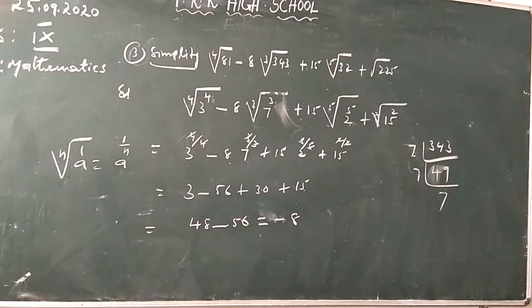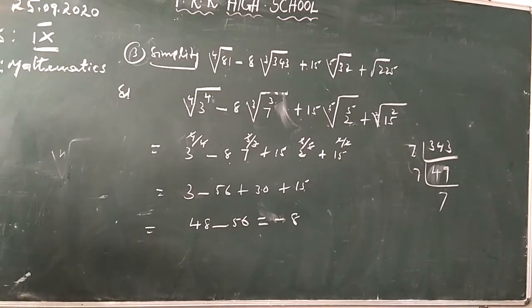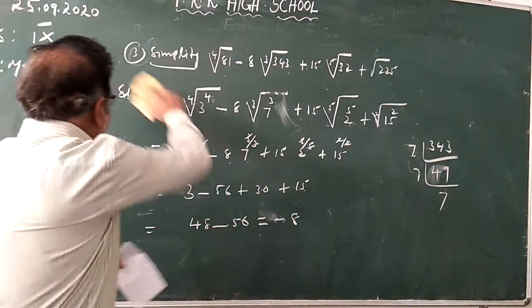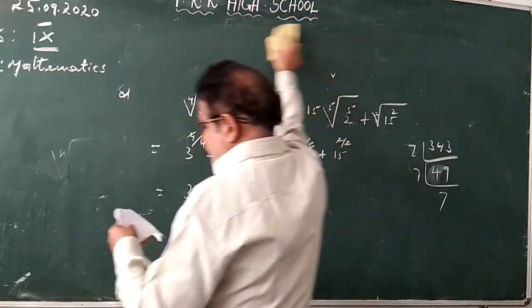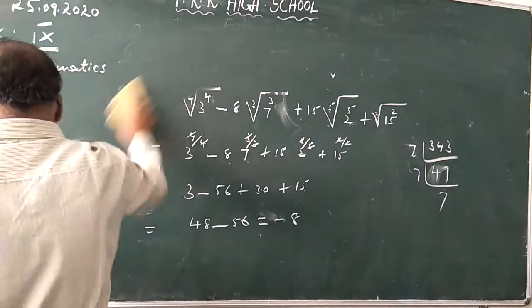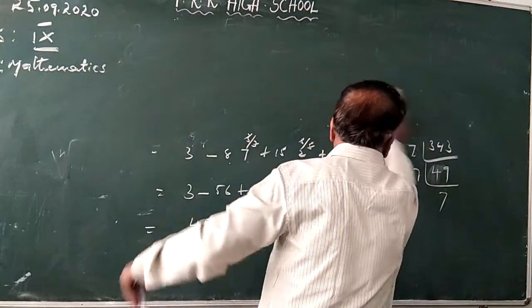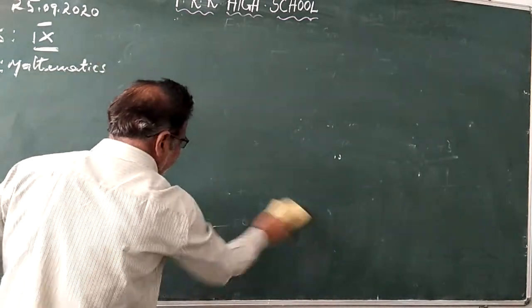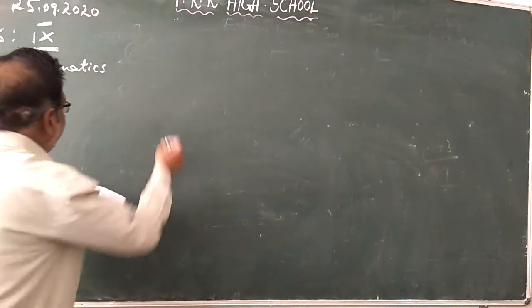So I hope you understand the problem. Yes. So one more problem I will explain. The last problem. If A and B are rational numbers, find the value of A and B. Here children, you know how to rationalize.